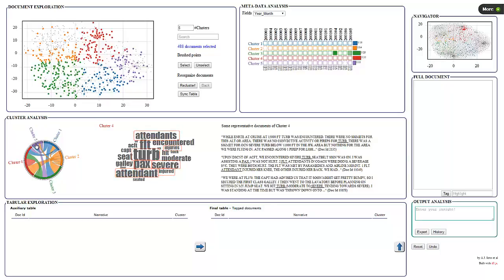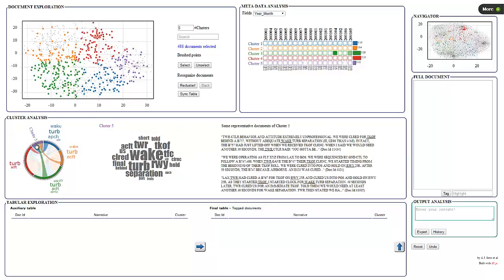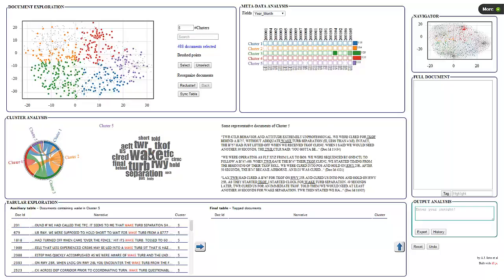Finally, let's focus on cluster 5, where we see that wake is its main keyword. Clicking on wake shows us in the bottom left table the documents containing wake in this cluster, which confirms that this is about the type of turbulence. This is the type of turbulence generated in the air by a preceding aircraft.